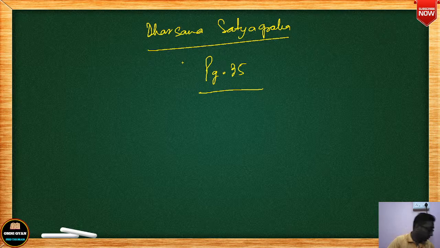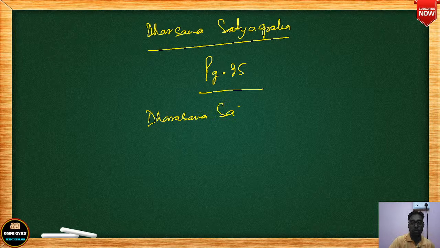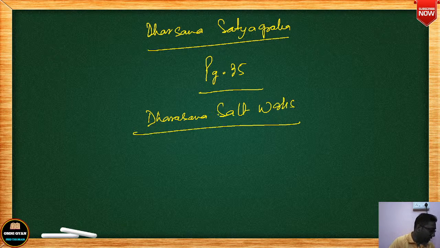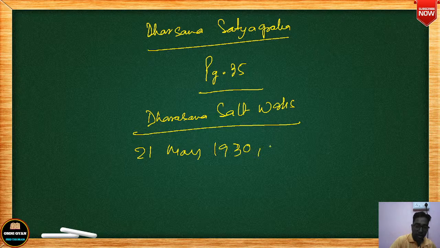Now look at this. On May 21st, 1930, Sarojini Naidu, the first Indian woman to become president of the Congress, Imam Sahib, Gandhiji's comrade, comrade means friend, partner, Gandhiji's comrade in the South African struggle, and Gandhiji's son Manilal led a band of 2,000 volunteers and marched towards Dharasana salt works. So there is a salt company called Dharasana salt works.